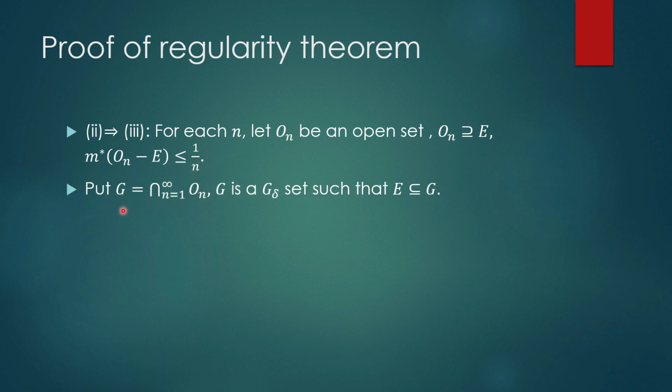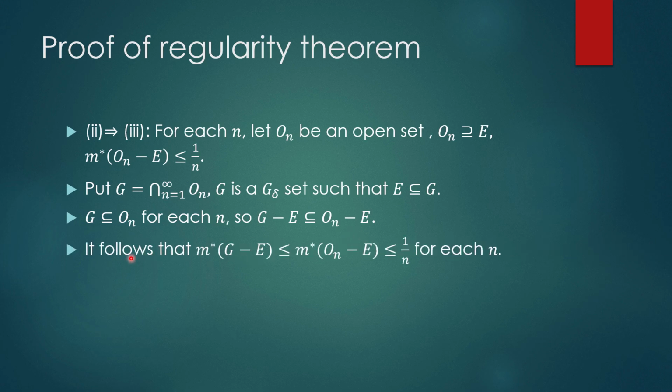Right? Then you put G is equal to this countable intersection, n going from 1 to infinity, of On. So then G is a G delta set. Okay, and each On is a superset of E, therefore G is also a superset of E. Alright, so G is a subset of On for each n, so G difference E is a subset of On difference E. It follows that m star G difference E is less than or equal to m star On difference E, that is less than 1 upon n for each n.